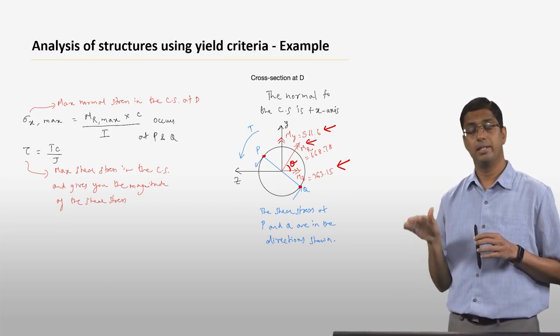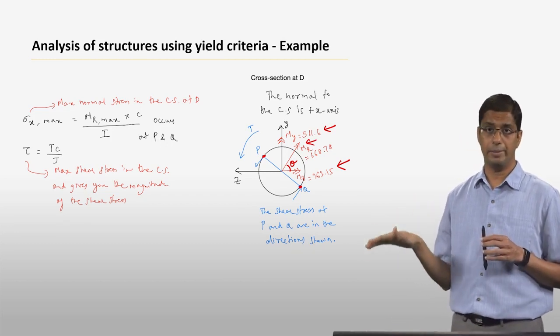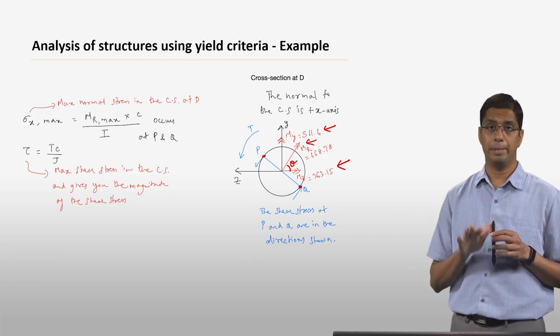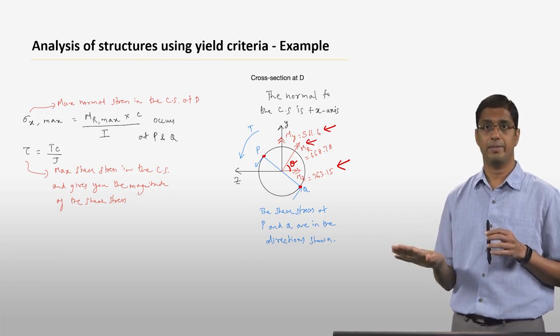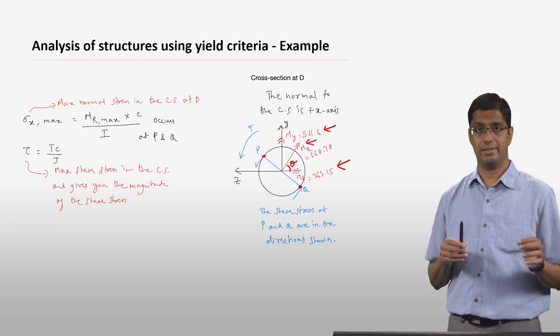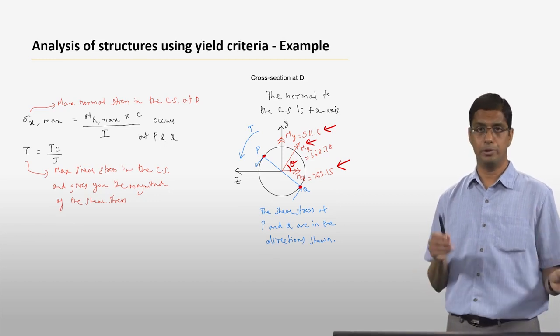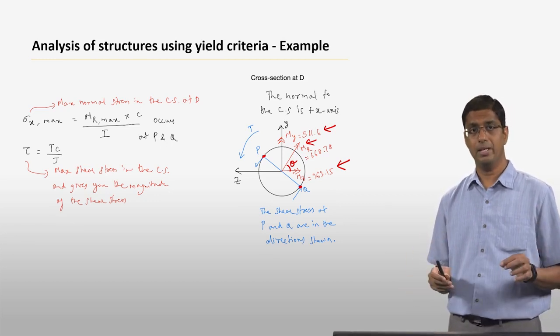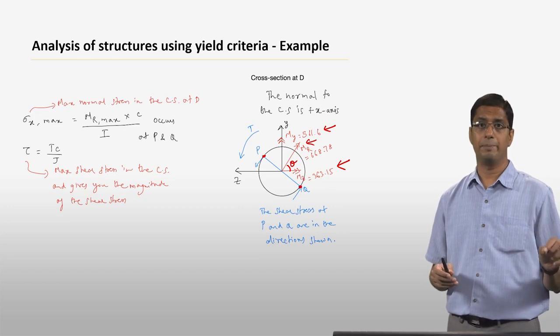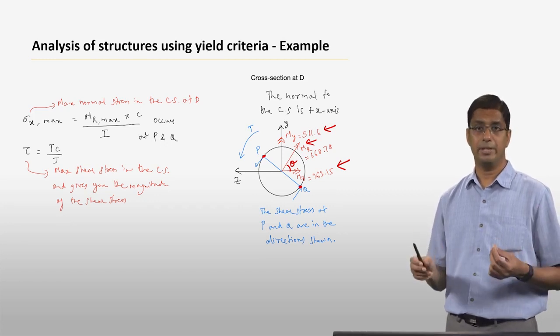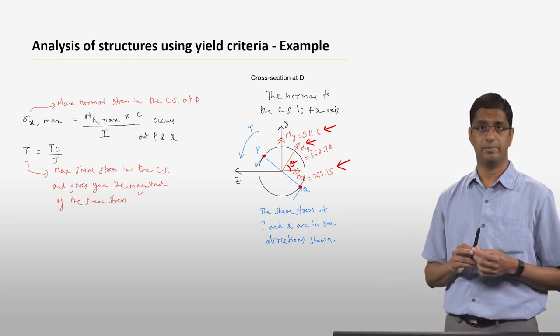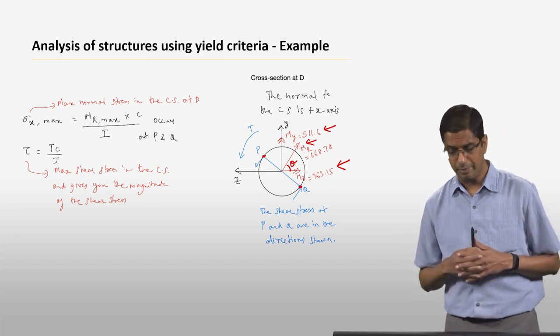Now, Mr is pointing in this direction, which means that if you use the right hand rule, you can find out that the point Q is going to be under compression and point P is going to be under tension. The magnitude of bending stress at both these points is going to be the same, but the value at point P is going to be positive, the value at point Q is going to be negative. So all these things we have done before.